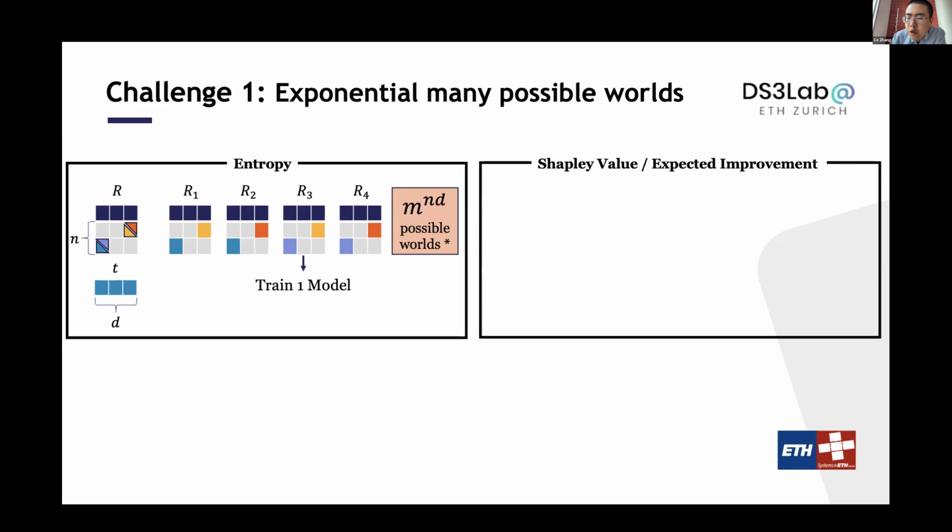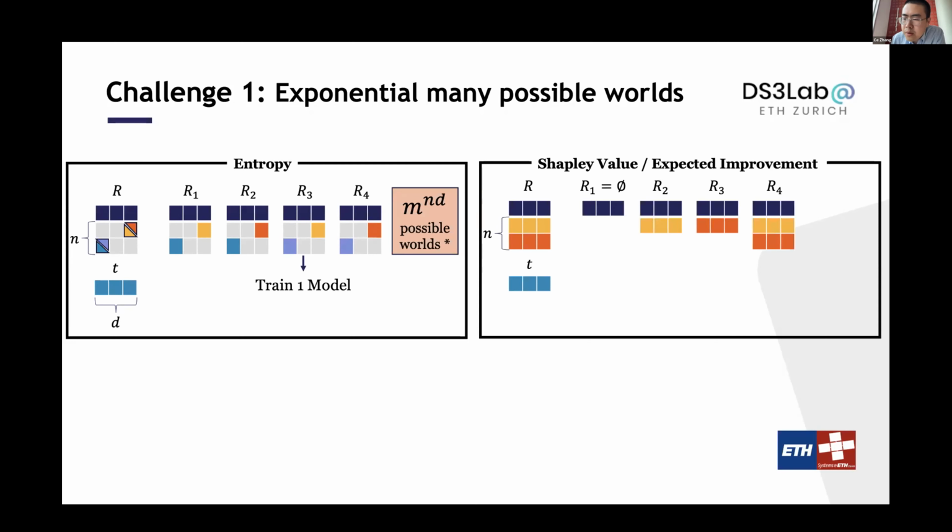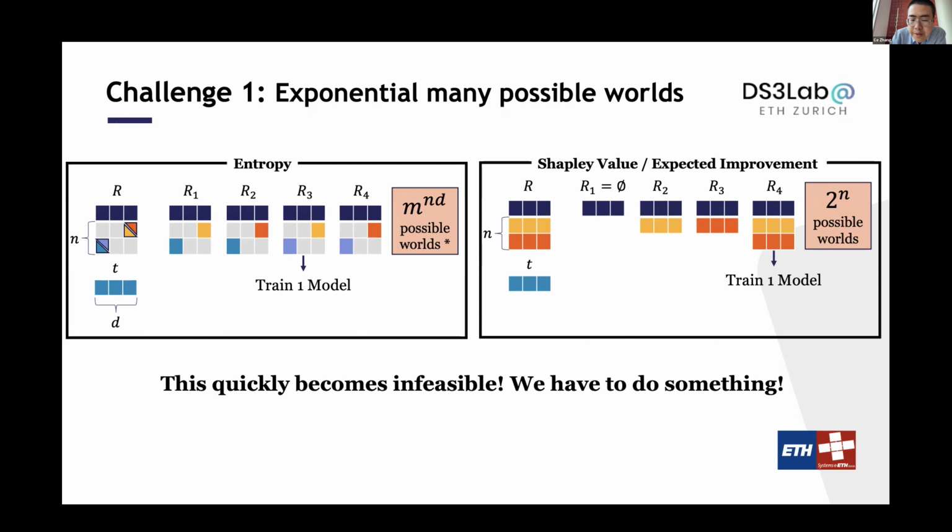On the other hand, if you look at Shapley and expected improvement, you need to consider all those combinations of tuples. Again, there are exponentially many of them, and for each one of them, you need to train a single machine learning model. Clearly, it quickly becomes infeasible, and we have to do something.